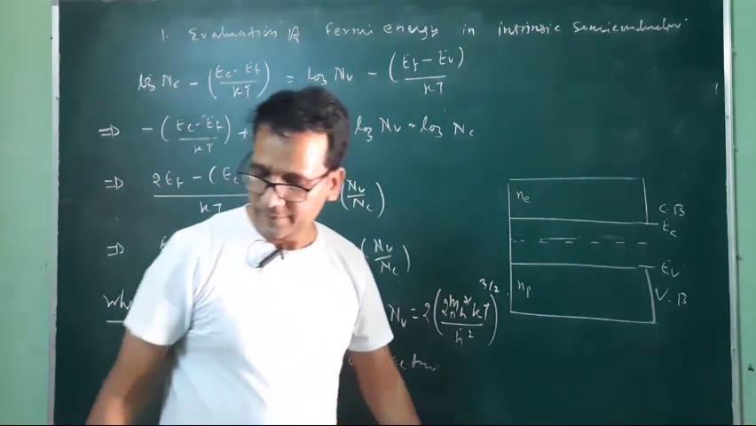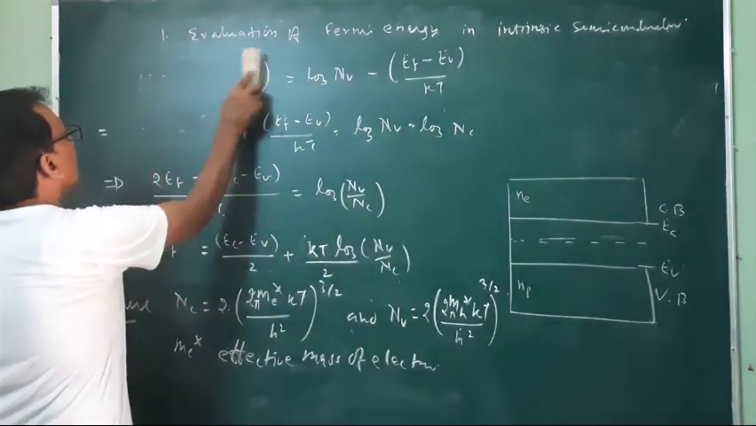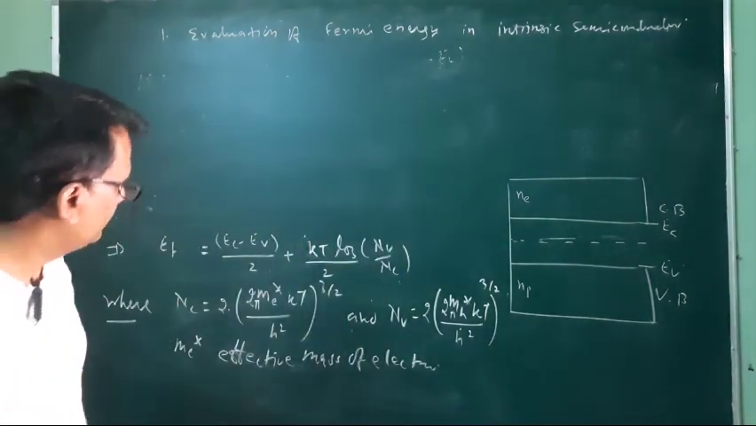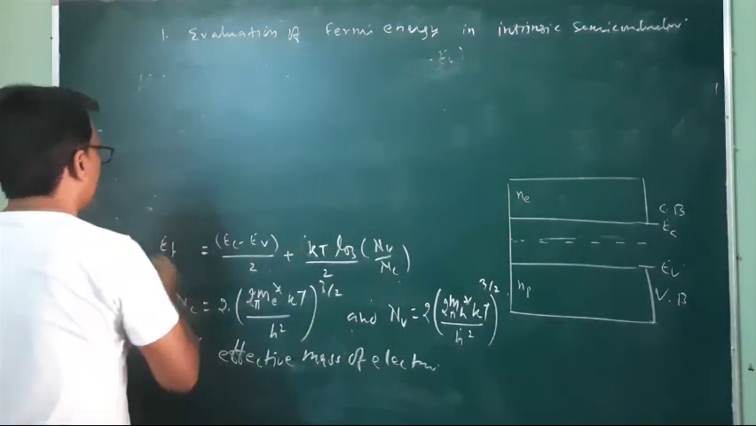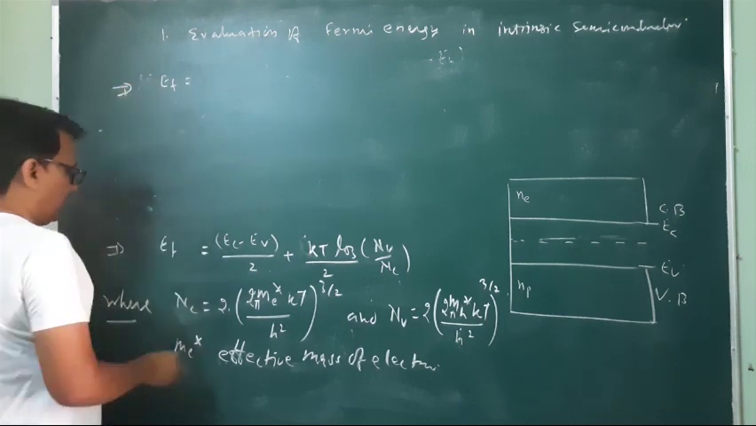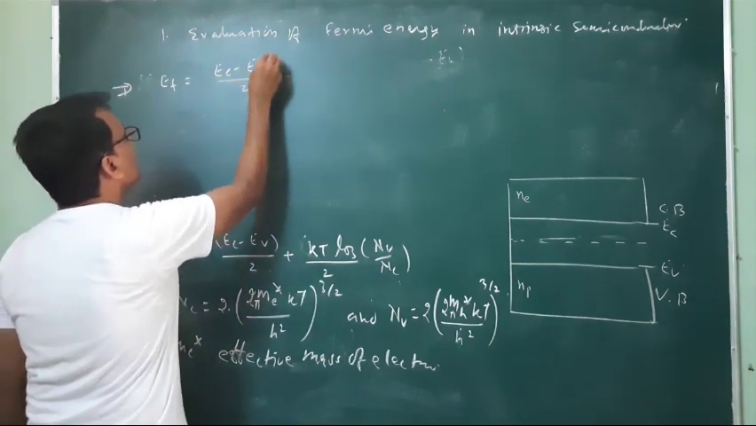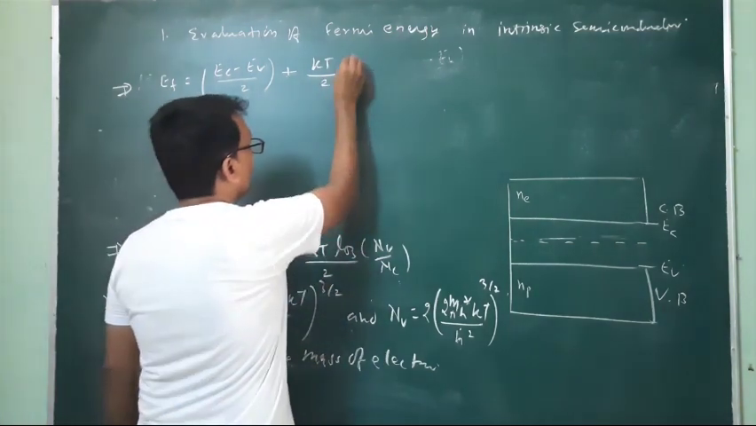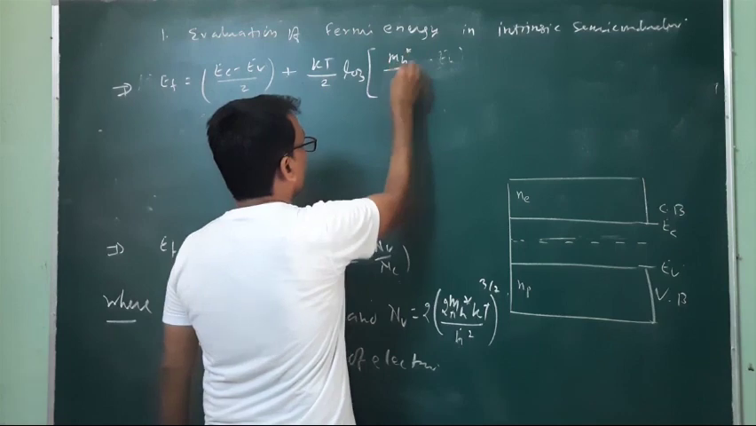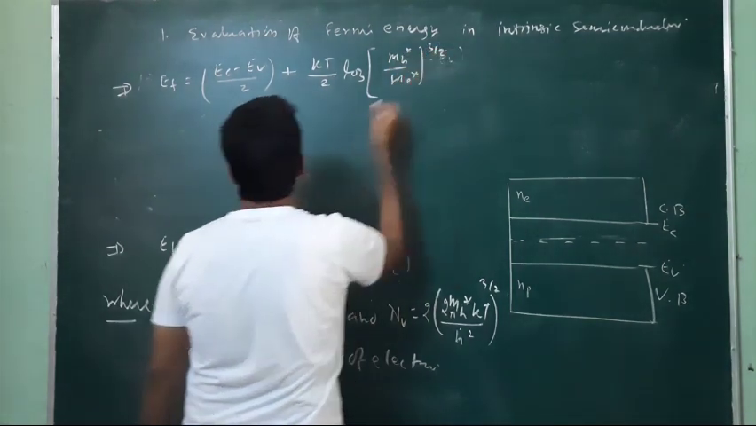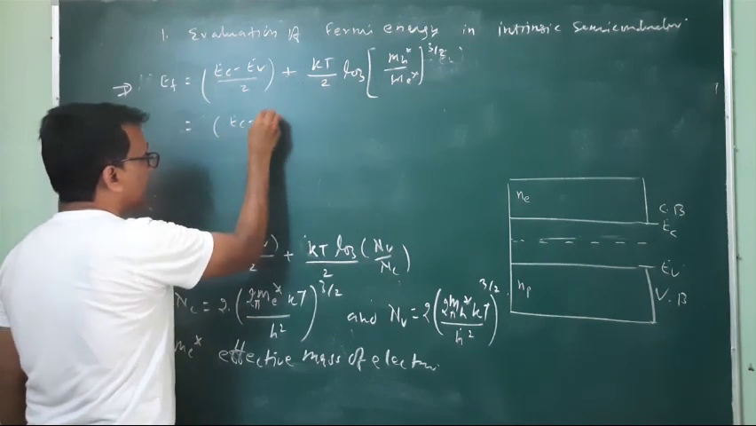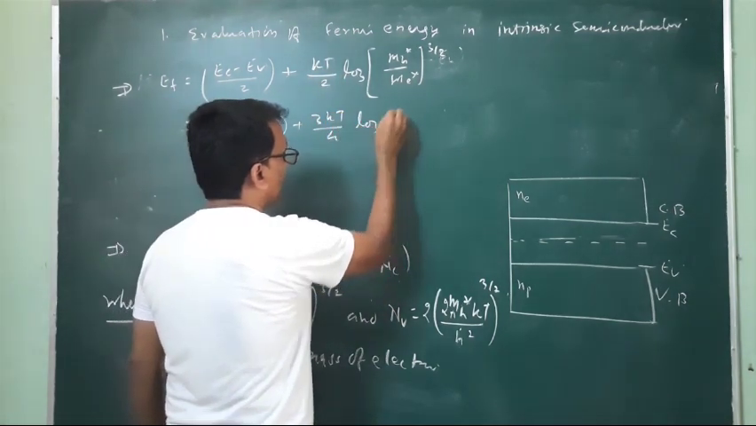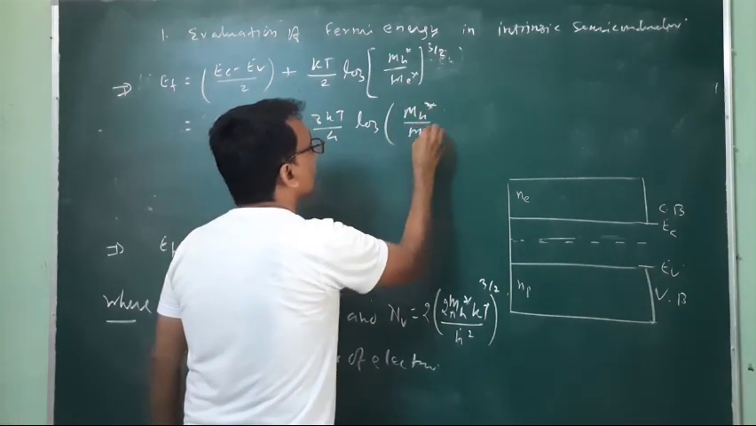So by putting this here, all common terms will be cancelled out, and this Ef is equal to now (Ec minus Ev) by 2 plus kT by 2 log of (mh star by me star) to the power 3 by 2, and one can also write this as equal to (Ec minus Ev) by 2 plus, here 3 by 2 will come, so 3kT by 4 log of mh star by me star.